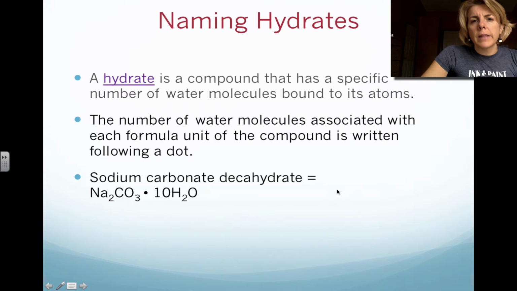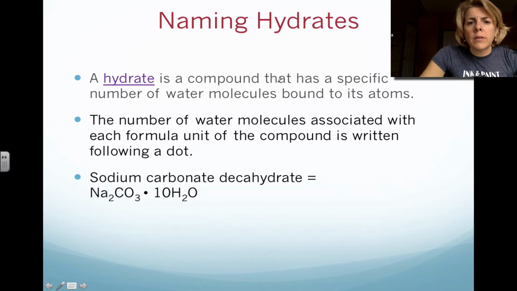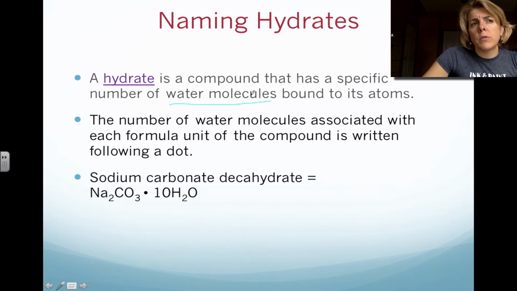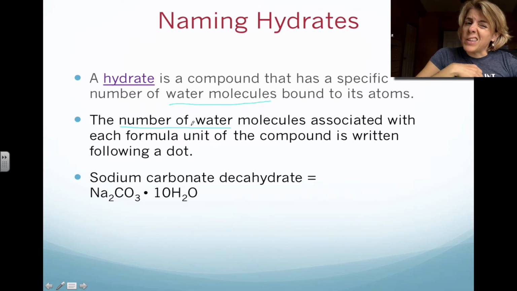Okay, this is our last section of this chapter, and here we are going to talk about hydrates. Now, what is a hydrate? It's essentially a compound that has water molecules that are bound to a central group of atoms. And when we are looking at hydrates, we have to look at the number of water molecules. So there may be just more than one. There may be 2, there may be 6.